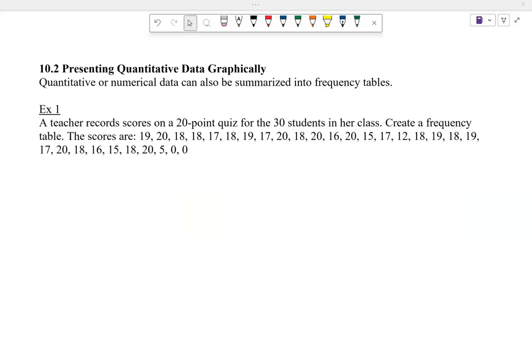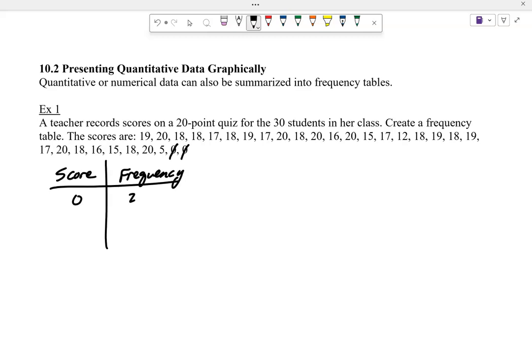All right, now we're going to look at presenting quantitative data graphically. Okay, so quantitative or numerical data can be summarized in frequency tables. So let's go back to this frequency table. Now, it might be kind of hard to look at here, but a teacher records all these scores for these 30 students. We're going to put the score and the frequency of that score. So, for example, it looks like there's 2 people that scored a 0.